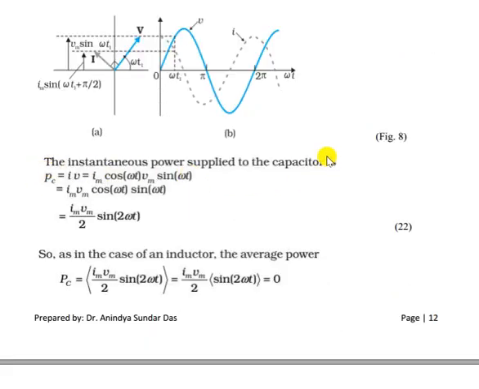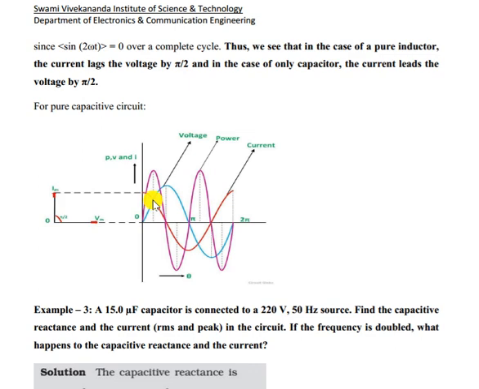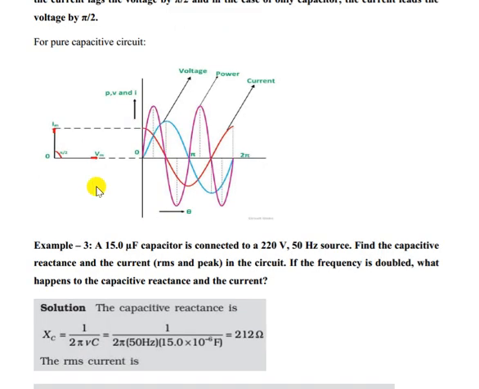Now from the same notation, for the capacitor circuit, P equal to what? I into V, Im cosine omega t into Vm sin omega t. So Vm Im with cosine and sine terms, we can find Vm Im by 2 sin 2 omega t, and if you integrate that over a period, we will get 0. A similar thing we can see by the plot.